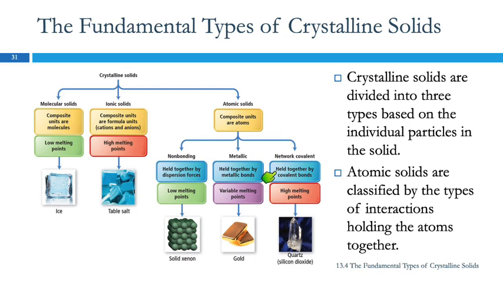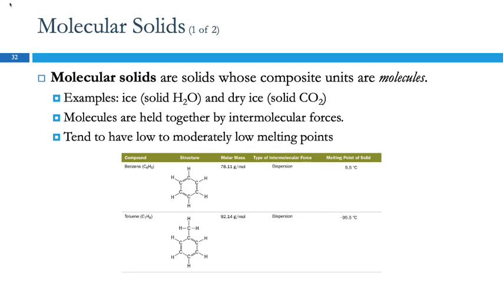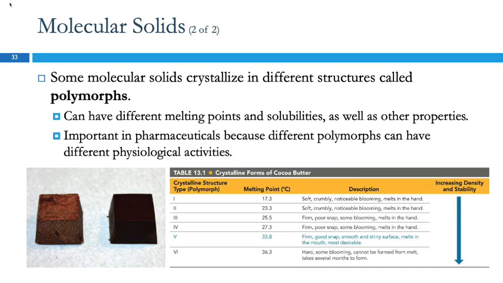And then we have the network covalent solids, where, as the name suggests, the atoms are connected by covalent bonds. Covalent bonds are really strong, and so these are going to have high melting points. So this kind of summarizes the things I've already said.